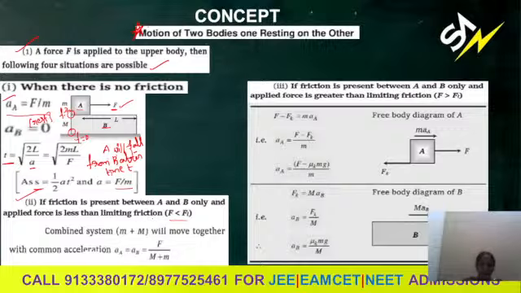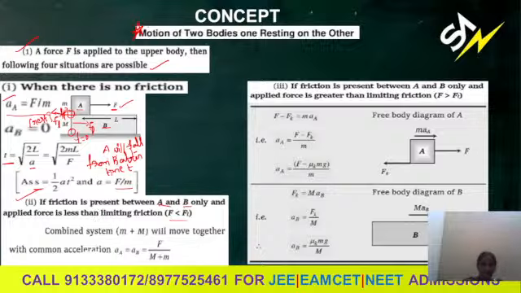Here, friction is present between blocks A and B, so friction is not equal to 0. With this applied force in this direction, limiting friction will act on A. On block B also, limiting friction will act to oppose the relative motion between them.